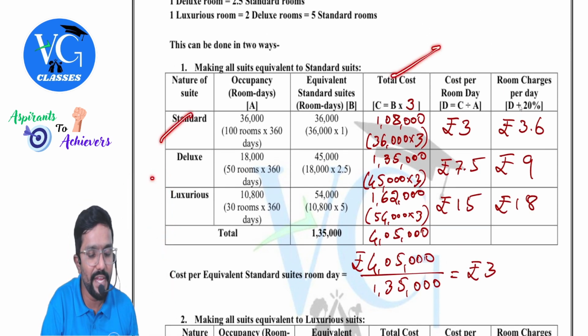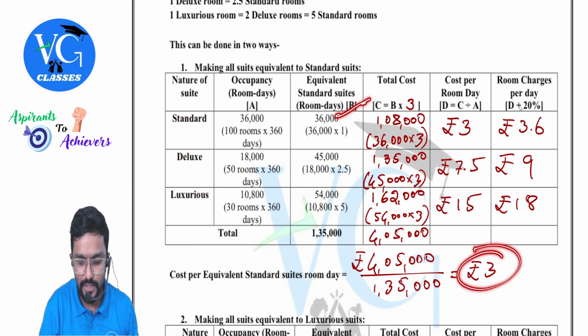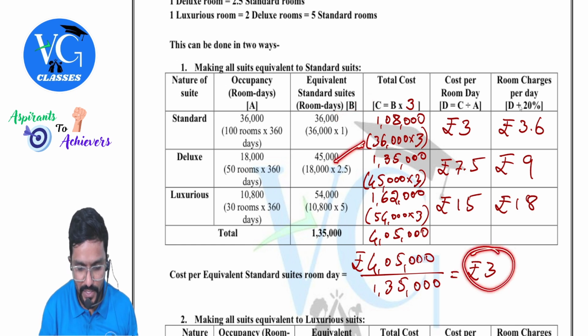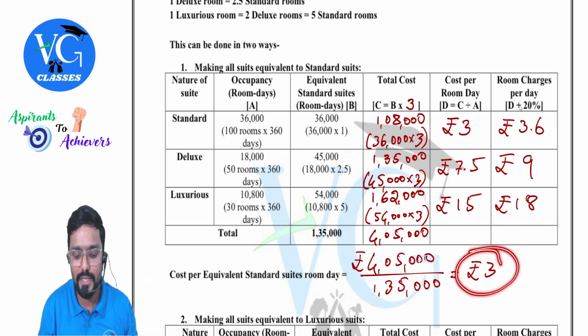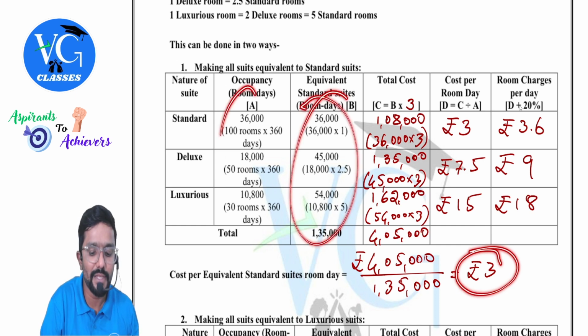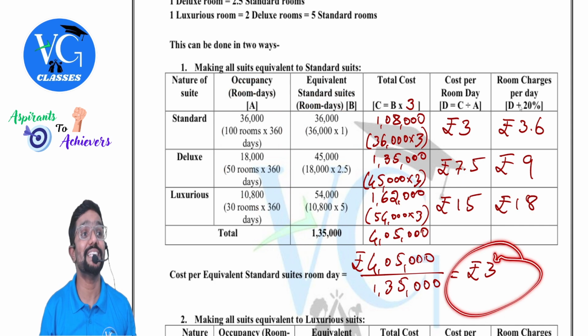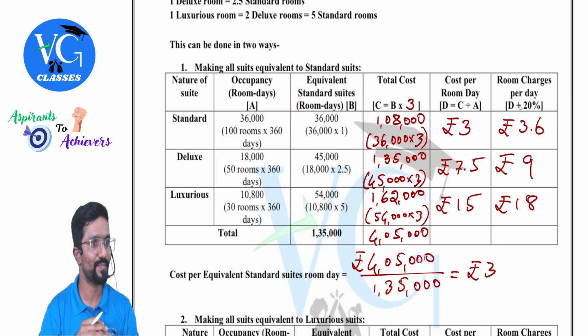Now let us multiply. What is the total cost of each category? 3 rupees into 36,000. 3 rupees into 45,000. 3 rupees into 54,000. That is equivalent. Sir, why are you multiplying this with this figure, sir? Why not this figure? Guys, this is cost per equivalent standard room day. Multiply that with equivalent standard room days.